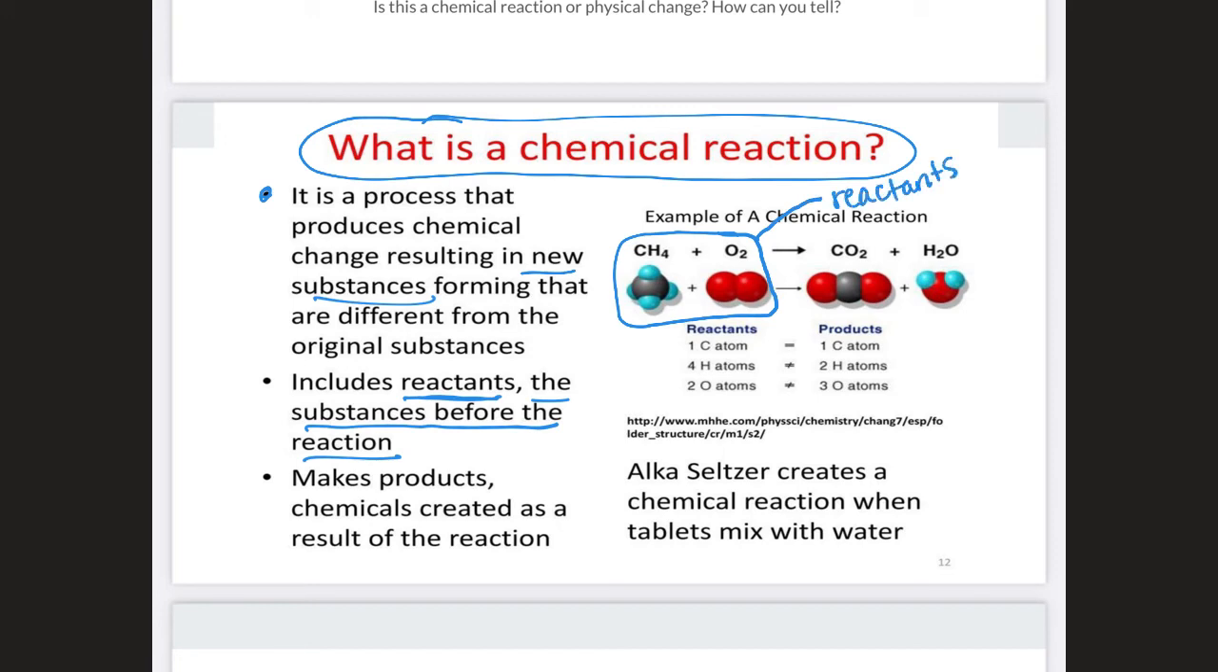And then what comes after the arrow, those are called the products. So these are chemicals created as a result of the reaction. So anything that comes after the arrow, we call those the products. So in a chemical reaction, you're always going to have, again, the reactants, which is like your ingredients, what you started with. And then the arrow represents the reaction going. And then afterward, whatever comes out of it, that is the product. So like in math, when you do multiplication, your answer is called your product. In a chemical reaction, what comes out of the reaction is your product.